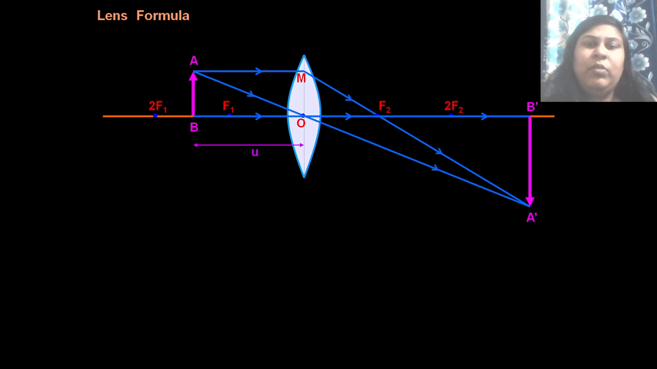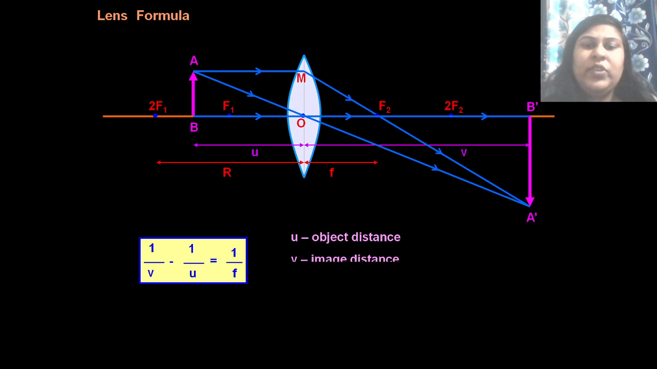I am going to explain the lens formula. See, this is the object between the F1 and 2F1. I have taken an object. The first ray goes parallel to the principal axis and it goes through the F2. Second, through the optic center, and the image is formed beyond the 2F1. So the distance from the optic center to the image is known as the image distance v, the distance from the optic center to the object is known as the object distance u, and the length f is the focal length. You can see radius of curvature R also.